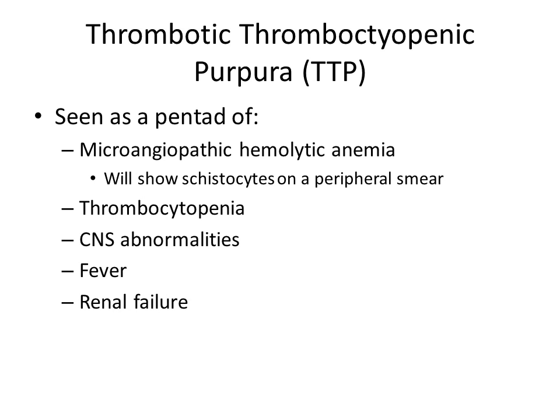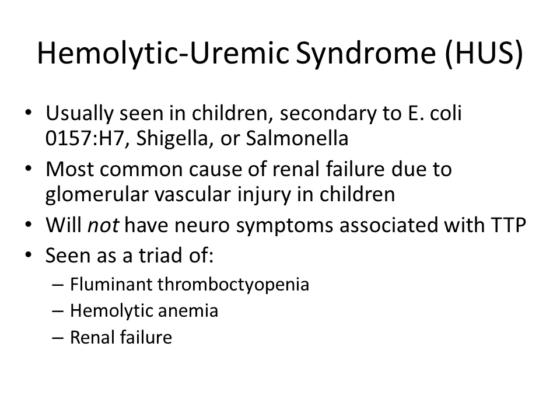So these red blood cells are getting cut open, and pieces of them are floating away, and these pieces can look like helmets under a peripheral smear, and they're called schistocytes. With this, you can also see thrombocytopenia, which is low platelets, CNS abnormalities, fever, as well as renal failure.